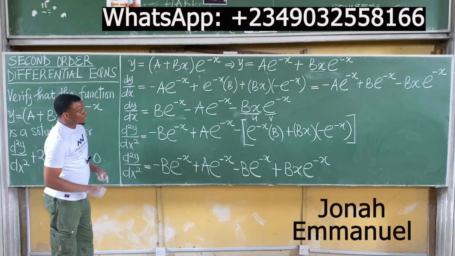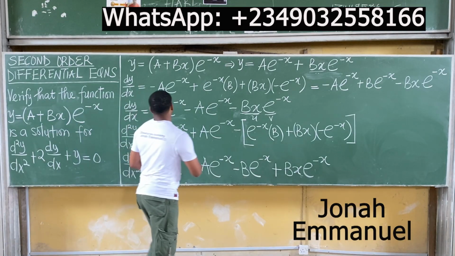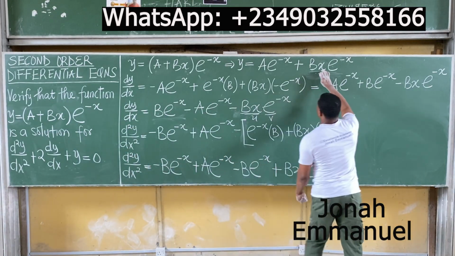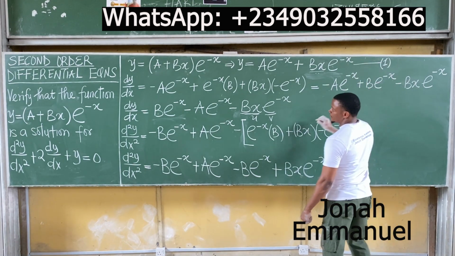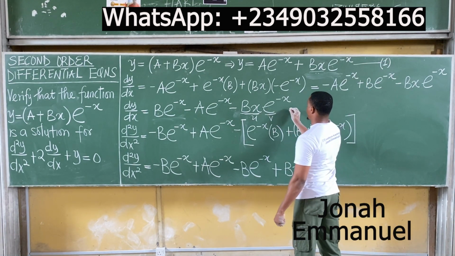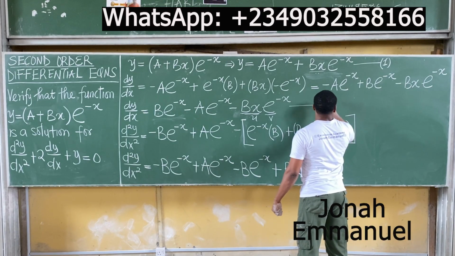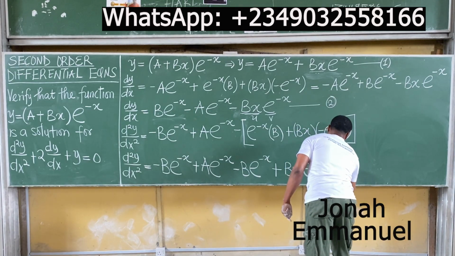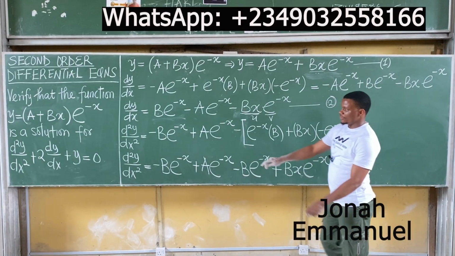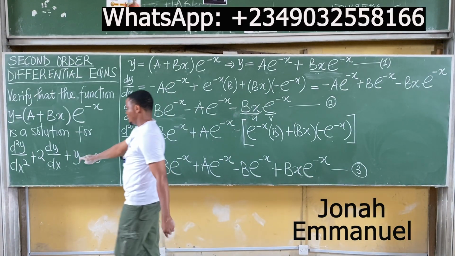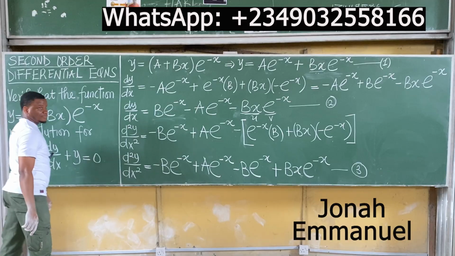All right. So at this juncture, please write this value out. This is the value of y. Call this equation 1. That's the value of y. This is the value of dy dx. Call this equation 2. Then this value here, call this equation 3. Let's fix these three into this one here, the second order differential equation.